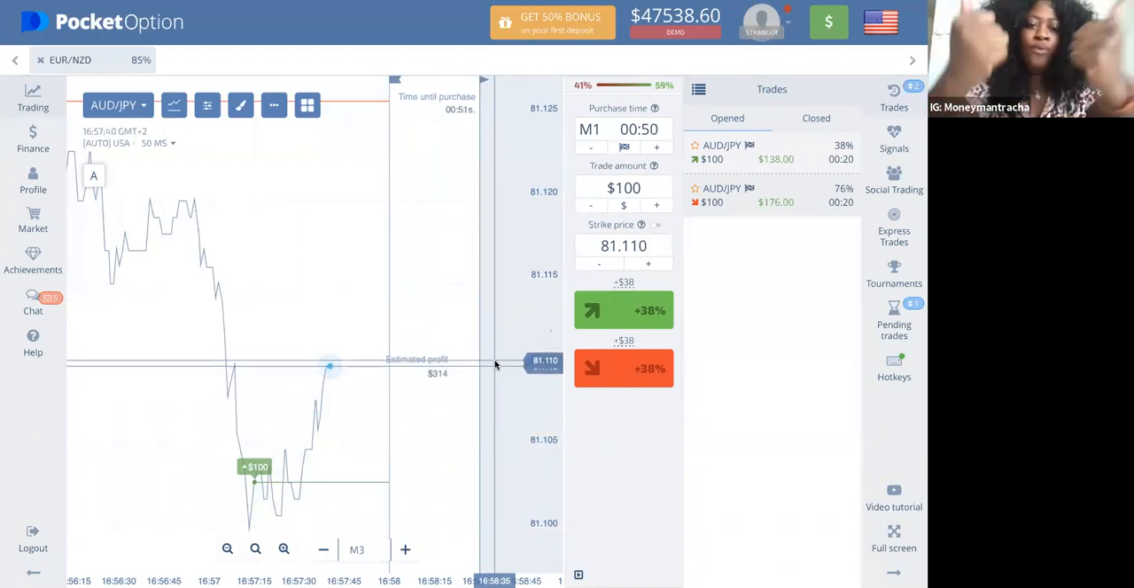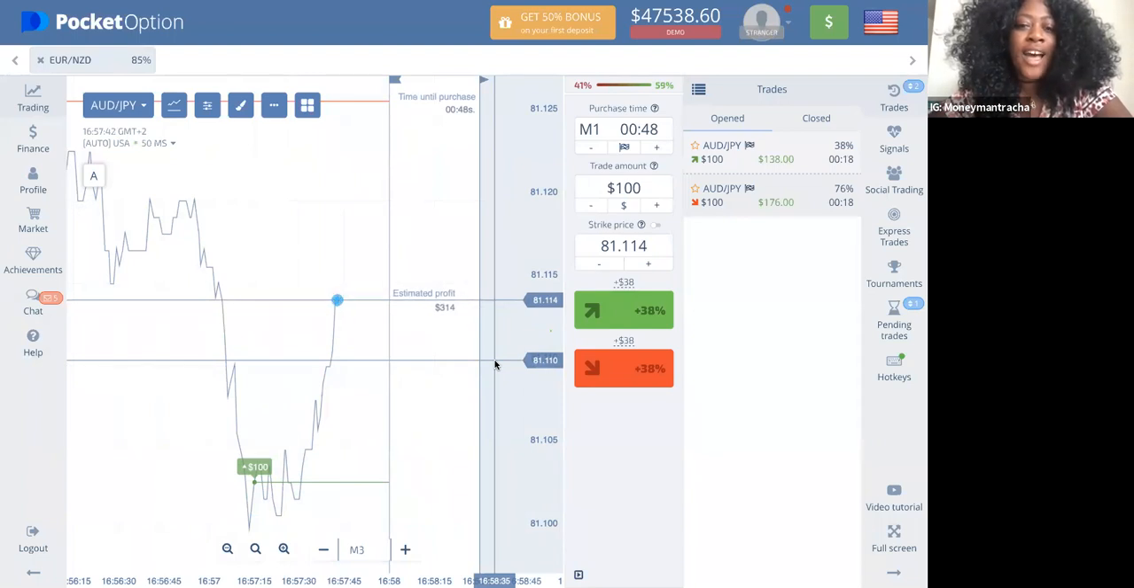Look at this. Beautiful clearing on both sides of the market. Gotta love it.